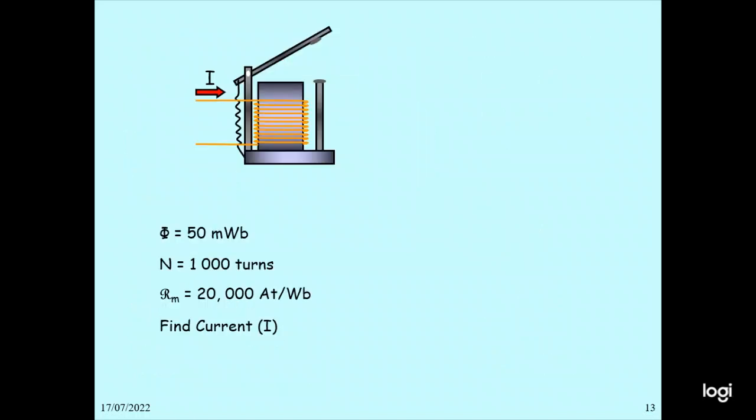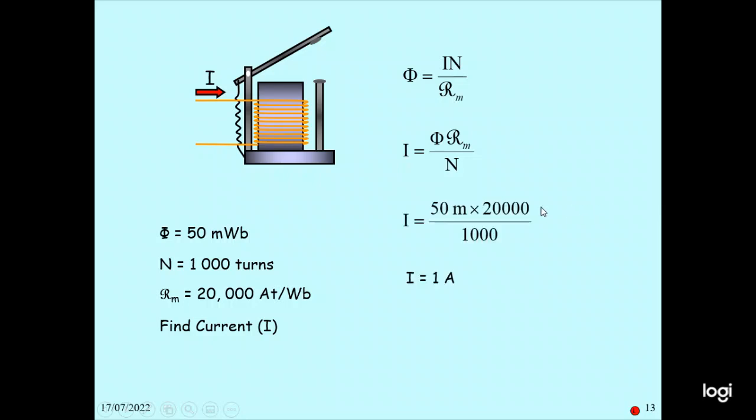Now also, this is the magnetic circuit, with a similar kind of connection here. In this case, the flux phi is 50 milliweber, the number of turns is 1,000, and Rm is 20,000 ampere turn per Weber. We have to find the current I. So we calculated phi equals Fm by Rm, so I can be calculated as phi Rm divided by N. So you get 50 milliweber times 20,000 divided by 1,000. You get the current I as 1 ampere.